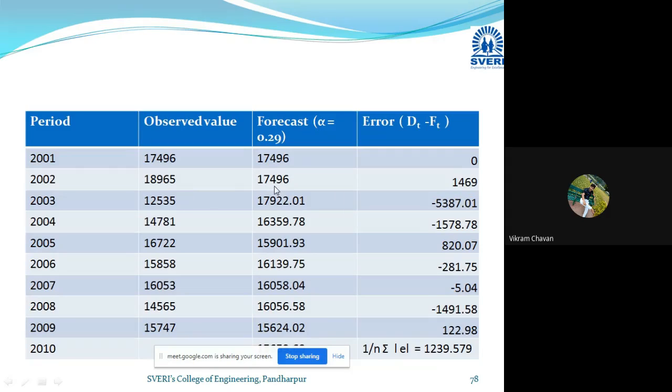Here we have put 17,496. Now calculate the error between these two values. Error is nothing but actual demand minus forecasted demand. Actual demand is 18,965 and forecasted demand is 17,496. So I think the error becomes 1,469.